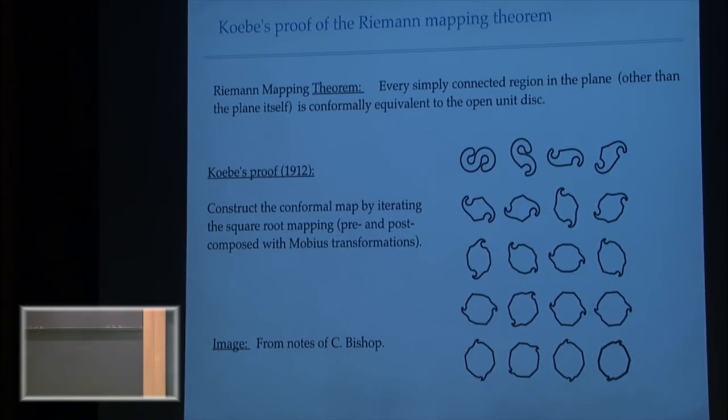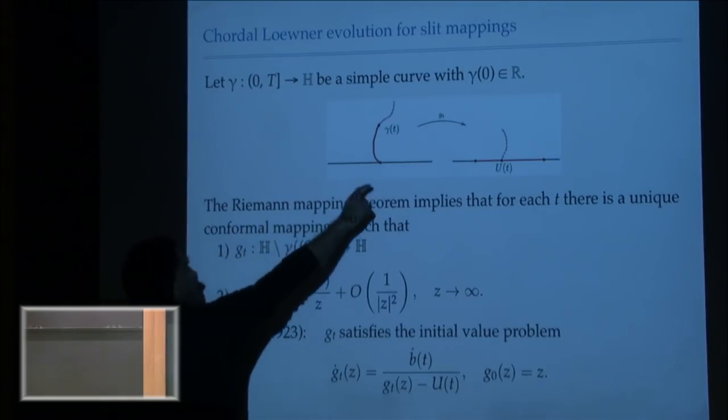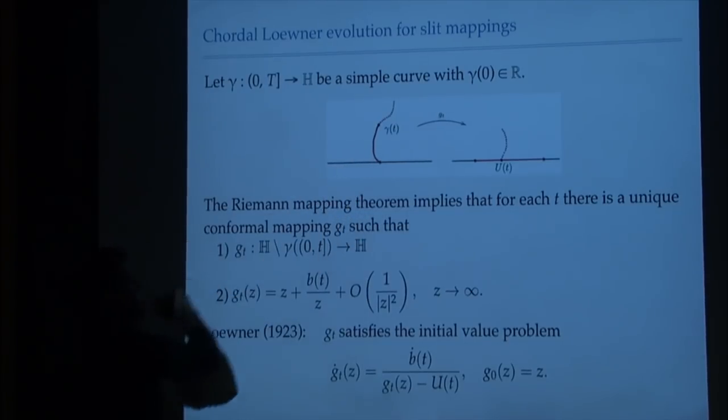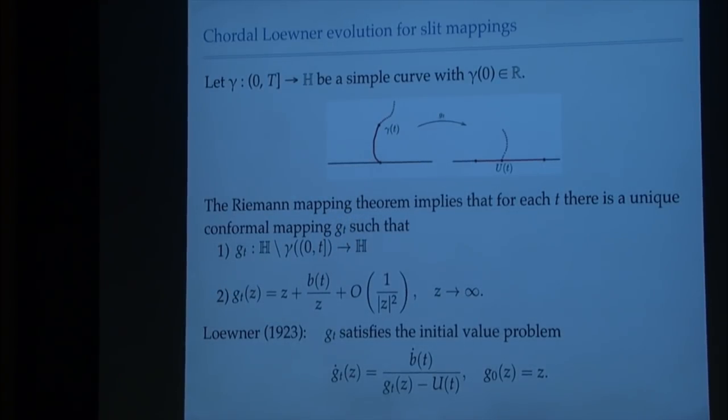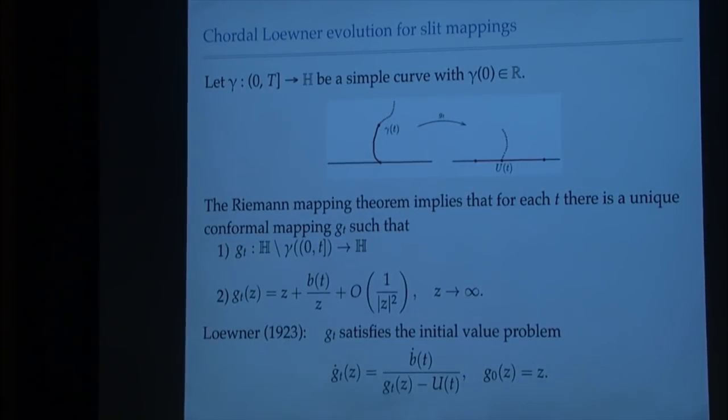But the real reason I care about Koebe's proof is that about 20 years later, in the early 1920s, Loewner came up with a continuous time version of Koebe's proof. Loewner's proof is a constructive approach to the Riemann mapping theorem, usually first stated just for slit mappings. My domain is a slit domain in the complex plane. There's a parametrized curve gamma of t, and we try to find a conformal mapping that takes this curve into the upper half plane.